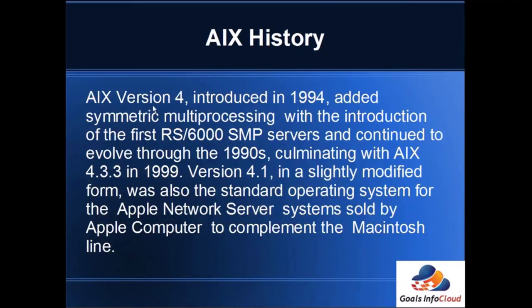After that, they launched AIX version 4, introduced in 1994. They added symmetric multiprocessing with the introduction of the first RS 6000 SMP servers and continued to evolve through the 1990s. Version 4.1, in a slightly modified form, was also the standard operating system for the Apple Network Server systems, sold by Apple Computer to complement the Macintosh line.